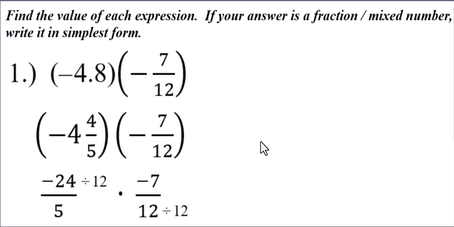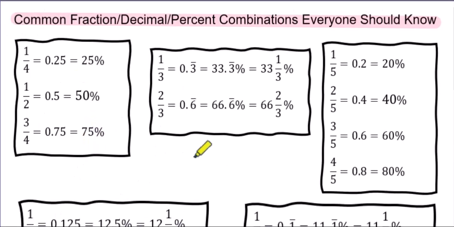All right, problem number 1, it's already done for you. The directions say find the value of each expression. If your answer is a fraction or mixed number, write it in simplest form. So as you can see, what I did here, if I can highlight it for you, is I took the decimal and I changed it into its mixed number fraction form. Now, how did I know it was 4/5? Well, it just so happens that 0.8 is right here on that pink paper.